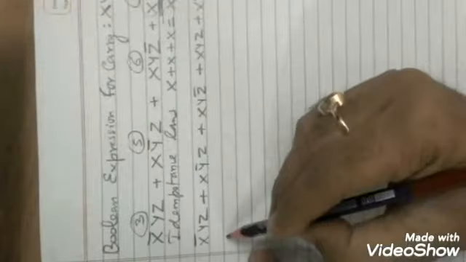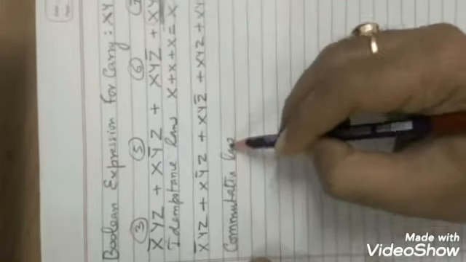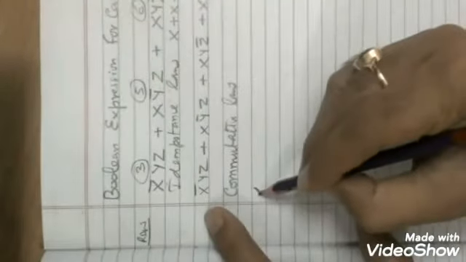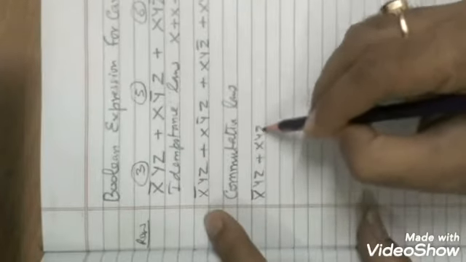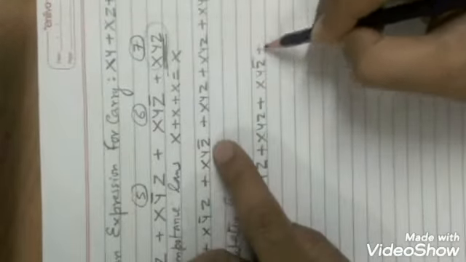Now using the commutative law, we will place these terms with each and every term. So x bar yz plus xyz, x y bar z plus xyz, and xy z bar plus xyz.